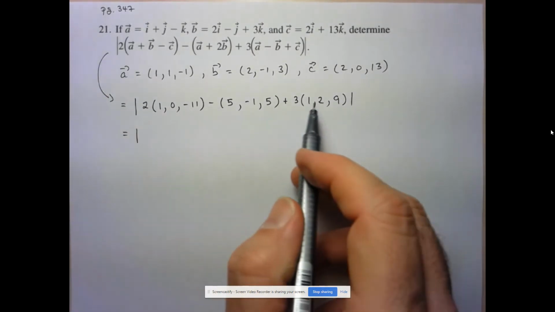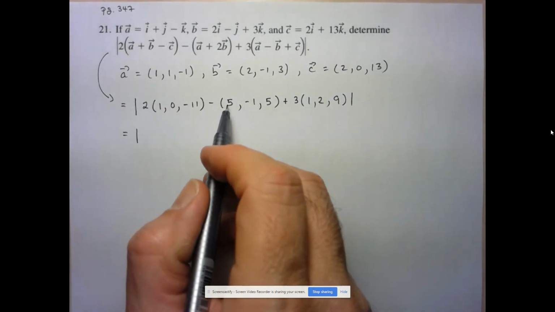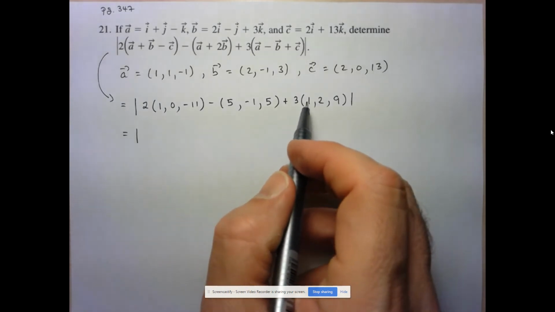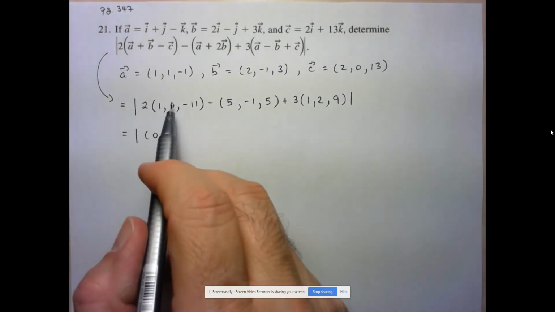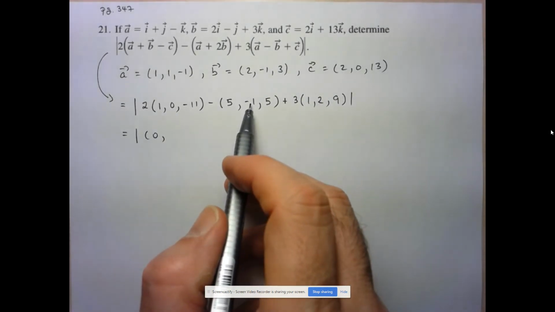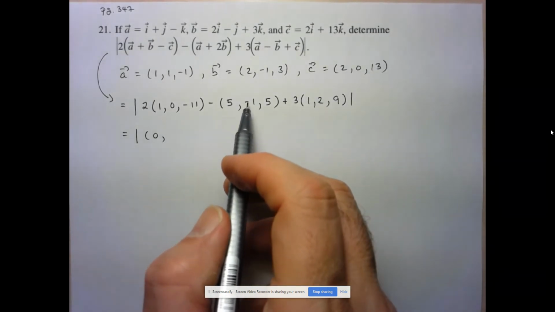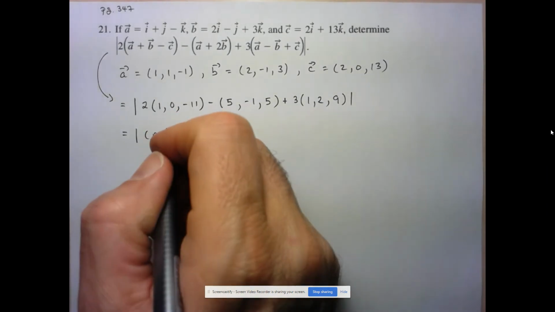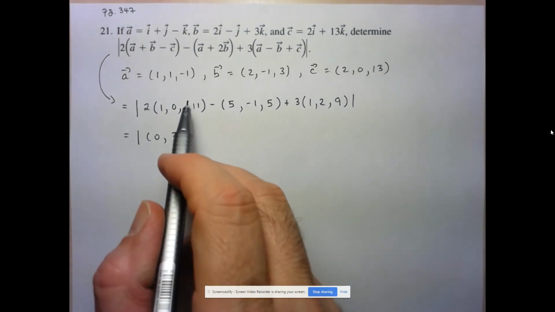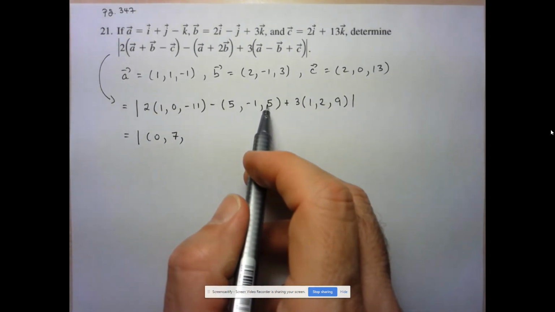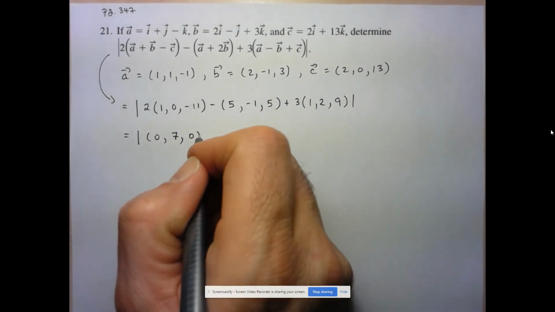Okay, so now I'm going to combine these three vectors that I've got here. So this is 2 minus 5 is negative 3, plus 3 is 0. All right, let's do the y component. So 2 times 0 is 0, minus 1 is negative 1. Minus negative 1, so it's going to be plus 1. So 1 plus 6 is 7. All right, and lastly we have negative 22 minus 5 is negative 27 plus 27. So this one's also equal to 0.